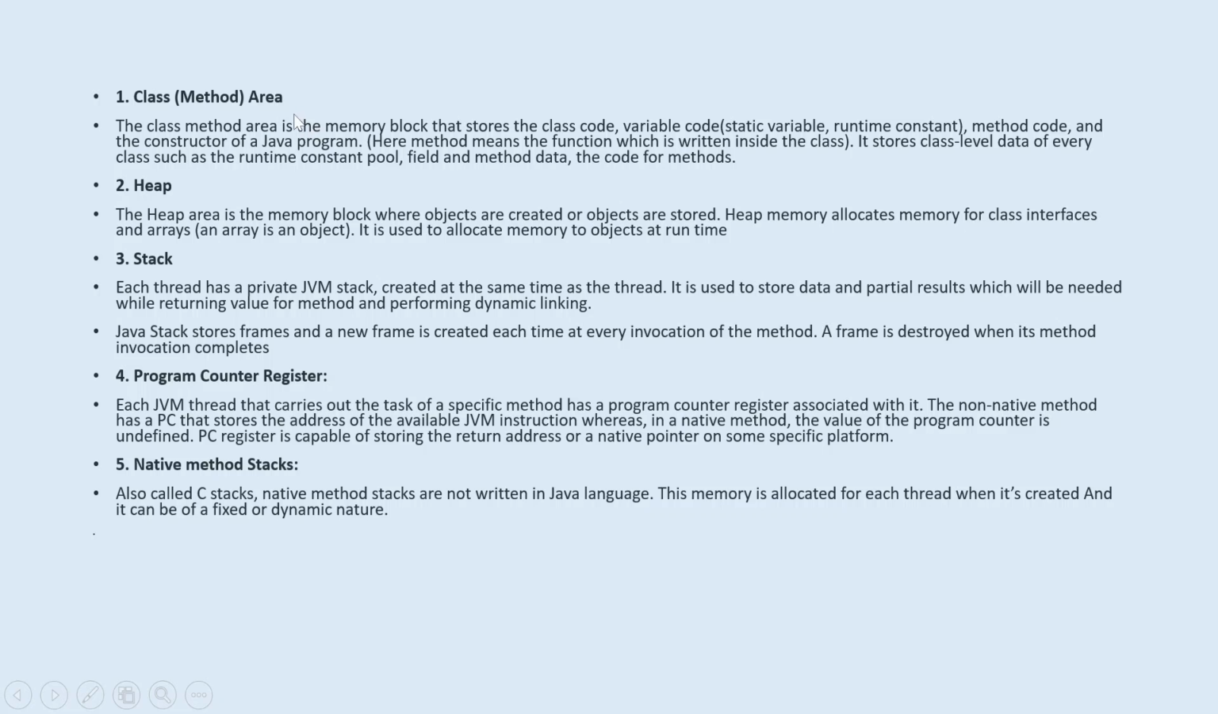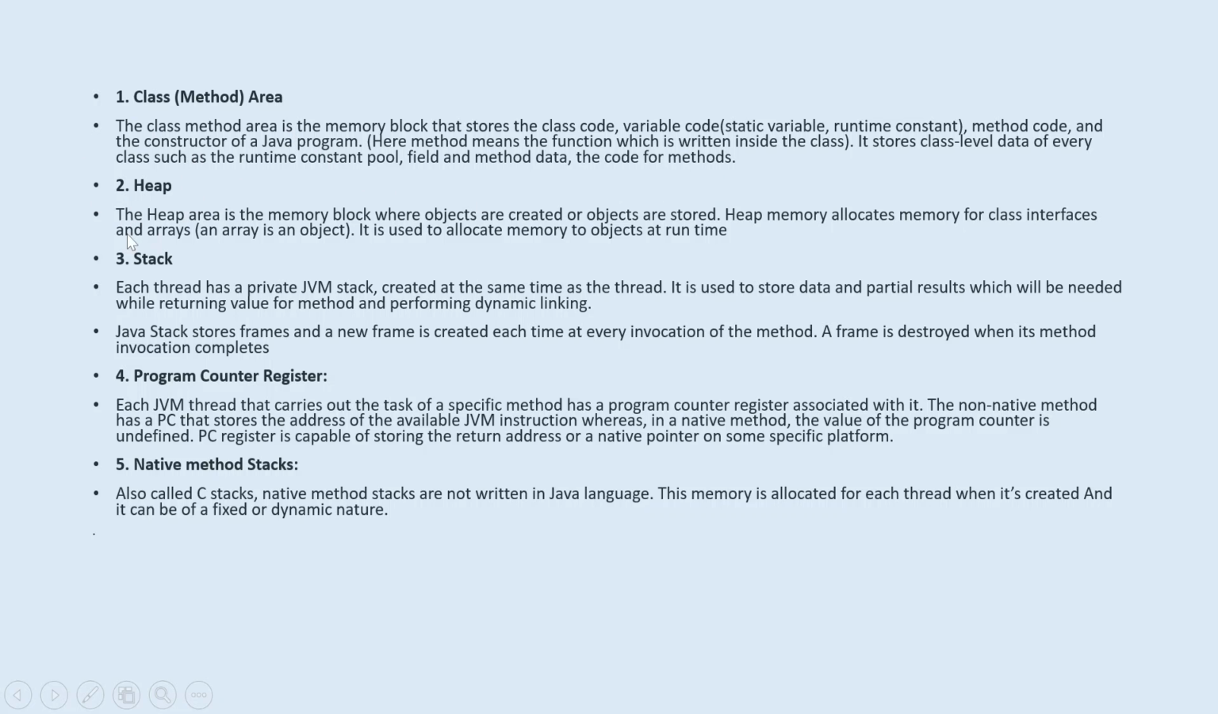Now what is the class or method area? The class or method area is a memory block that stores the class code, variable code, that is static variable and runtime constants, method code, and the constructors of the Java program. So here method means the function which is written inside the class. It stores class level data for every class such as the runtime constant pool, field and method data, and the code for methods.